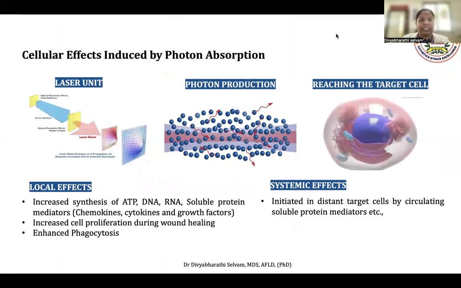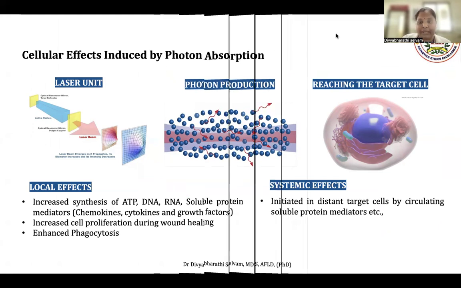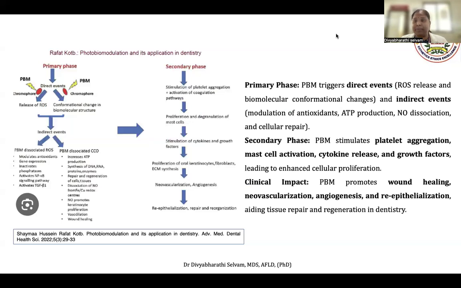Laser treatment with an increased synthesis of ATP, DNA and RNA, and soluble protein mediators will enhance cell proliferation during the wound healing period, as well as the phagocytosis process. Whereas the systemic effect is initiated at a distant target by circulating soluble protein mediators, and this is how the cells absorb the photons released from the PBM unit. So what are the primary things we can expect? Direct events like reactive oxygen species release and biomolecular conformational changes can happen.